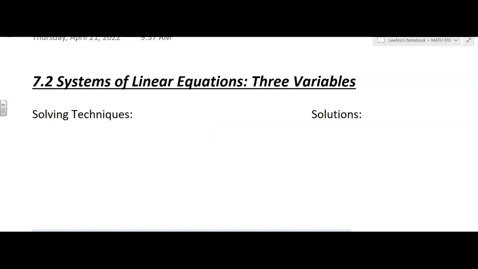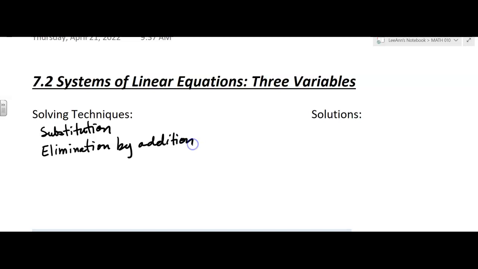So the solving techniques we have are substitution and elimination by addition. Those are the techniques we learned with two equations and two variables. We're going to use these same techniques to solve three equations with three variables. There are other techniques, but this course does not cover those techniques.